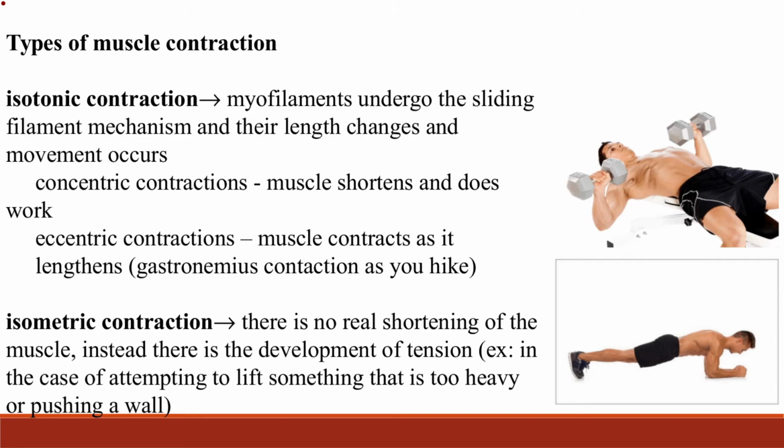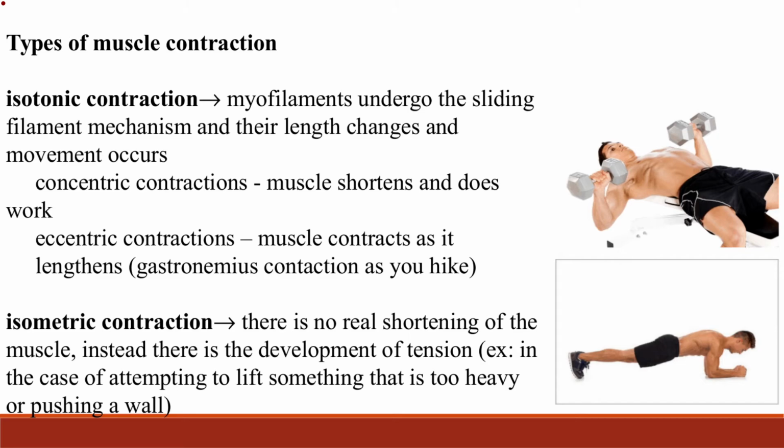Types of muscle contraction. Isotonic contraction versus isometric contraction. So we talked about contraction, right? We talked about that sliding filament mechanism, that actin and myosin and those filaments sliding across each other. That's what we mean by sliding filament mechanism. So when we have an isotonic contraction, that's what happens. We actually get the shortening of the muscle as those filaments slide across each other.